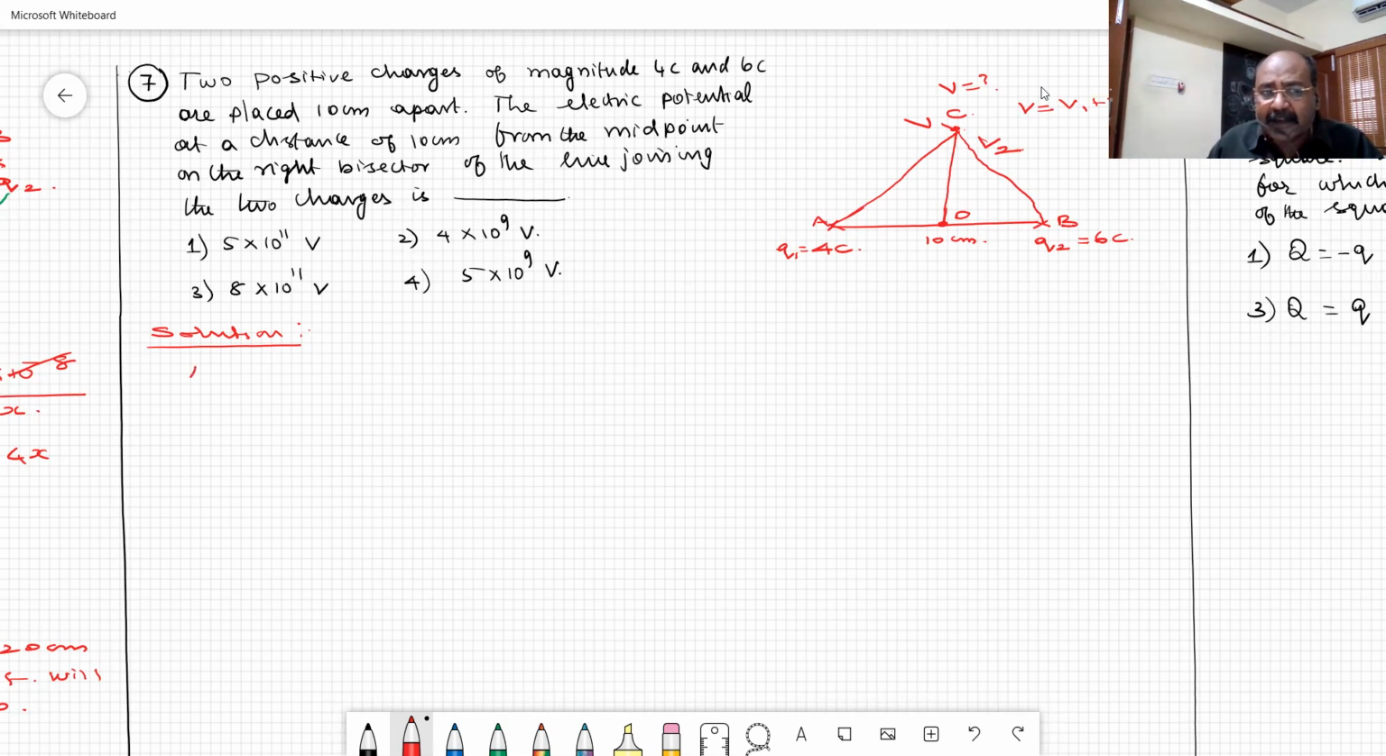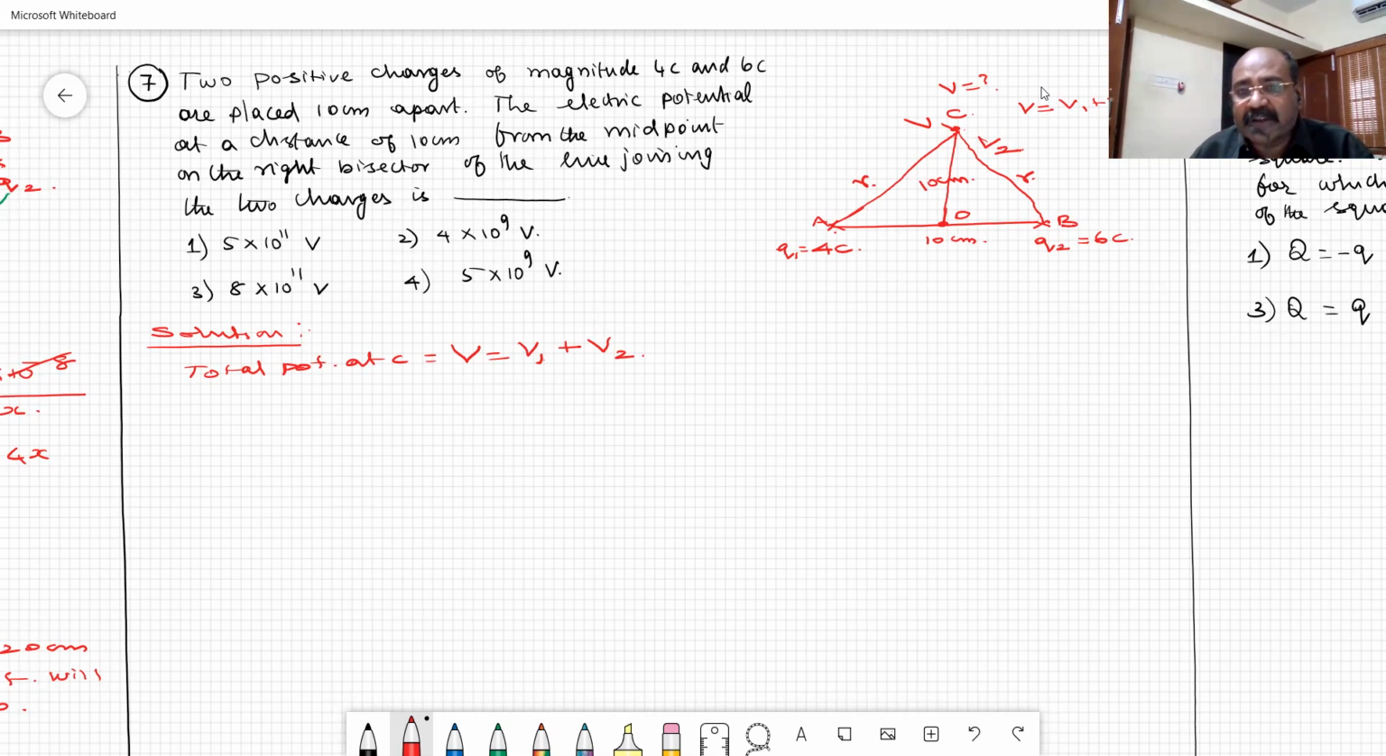If you want to calculate the total potential at C, it is equal to V, which is the potential at C due to the charge Q1 plus the potential at C due to charge Q2. The distance between the point A and point C, let us take it as R. Similarly, the distance between point B and point C, let us consider it as R. Both are the same. The distance between O and C is equal to 10 centimeter.